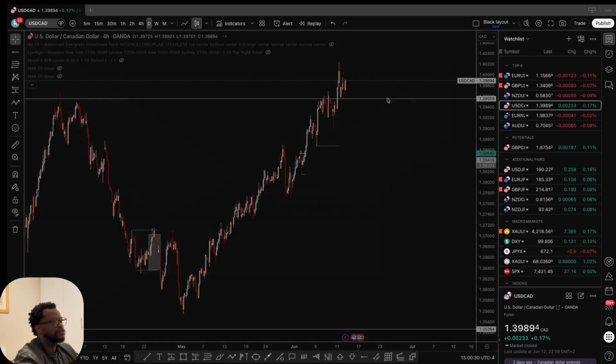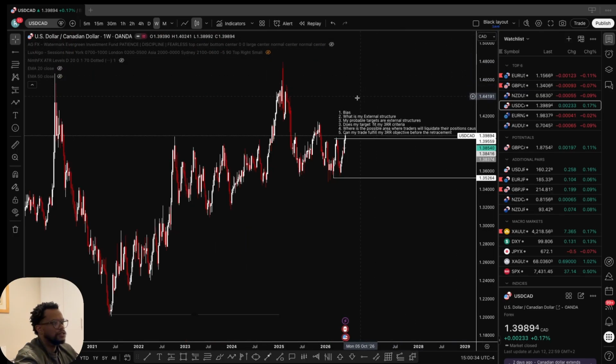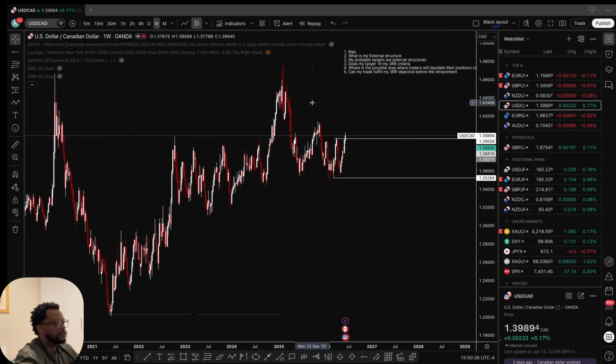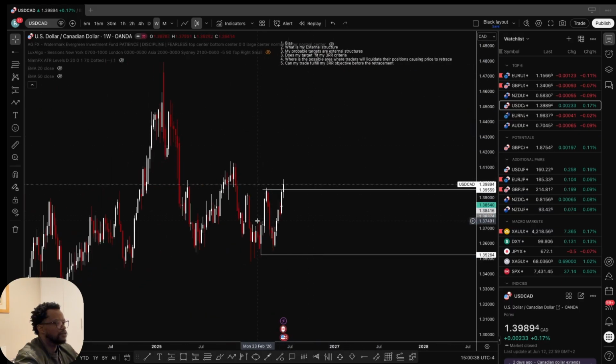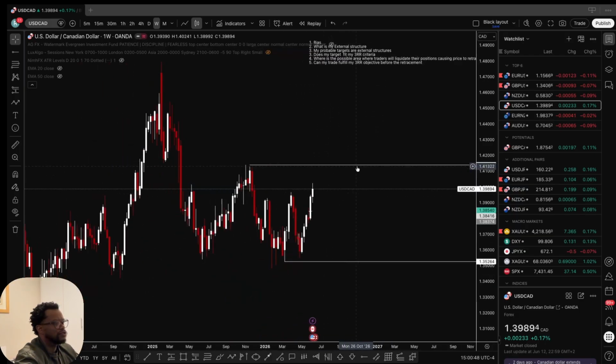Dollar CAD, not gonna spend too much time here, it's just completely running away. Let me just move this here. It's completely running away. We broke this high. Now the actual structure is here. The weekly structure, we're already at the top of the structure. So if the dollar continues to be bullish, doesn't make sense to buy it here. You'll be buying into a resistance zone.